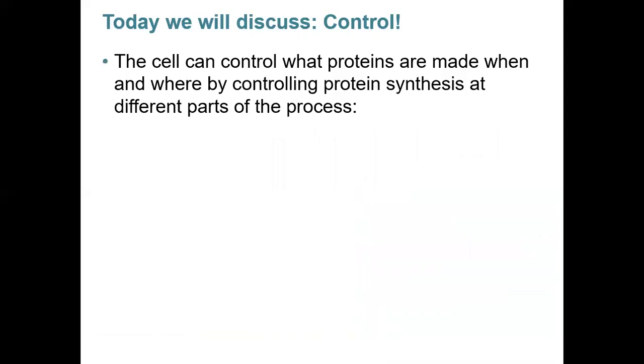All right, today we're talking about control. The cell can control which proteins it makes, when it makes them, and where it makes them by controlling protein synthesis. We're going to touch on a few major points. The first point of control is DNA packaging. Cells can control how their DNA is packaged.